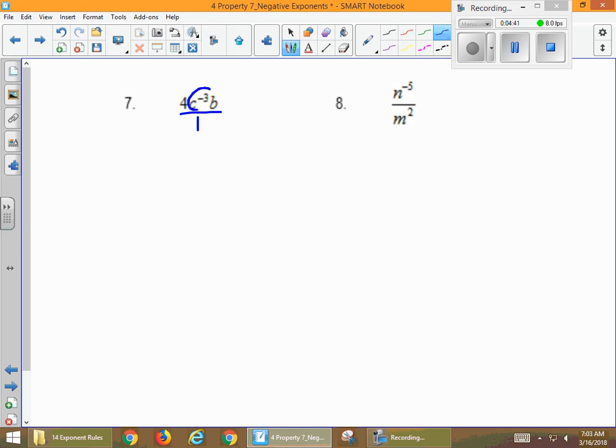Circle the term with the negative exponent, and maybe even draw that little arrow to tell you where it needs to go. So the 4 is going to stay up top. The b is going to stay up top. The 1 is already underneath, and we need to move that c cubed to the bottom. And the exponent, 3, is going to become positive because we moved over the fraction line.